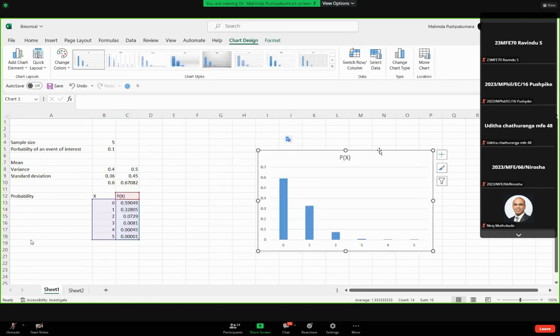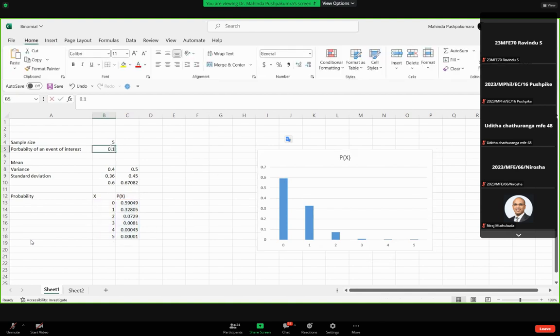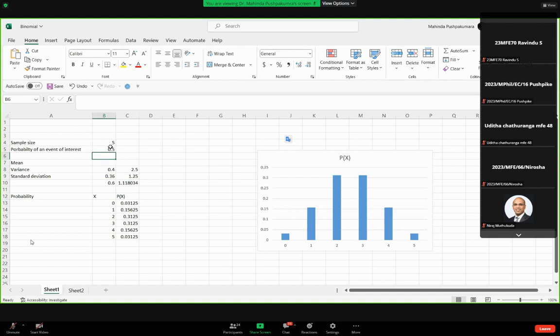Now you can see the probability. It is a left skewed distribution. Now let's assume probability is 0.5. Then you can see the distribution becomes symmetrical. If the probability is 0.9, then you can see the distribution becomes left skewed.